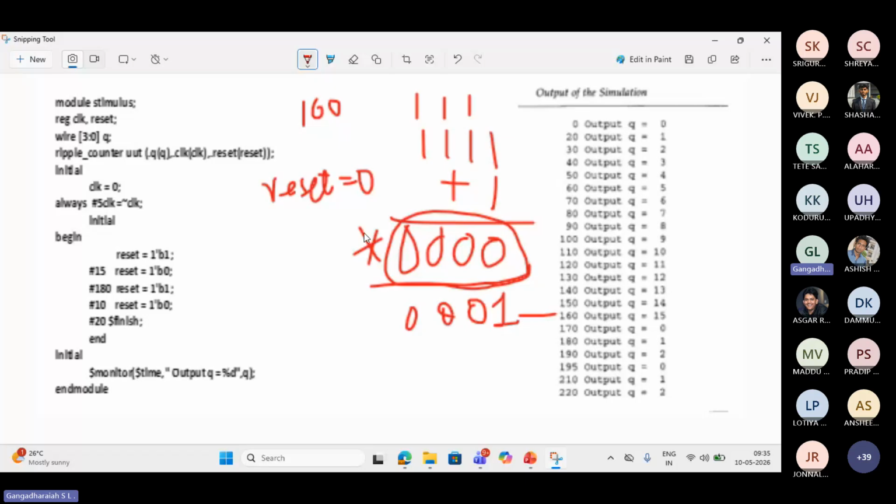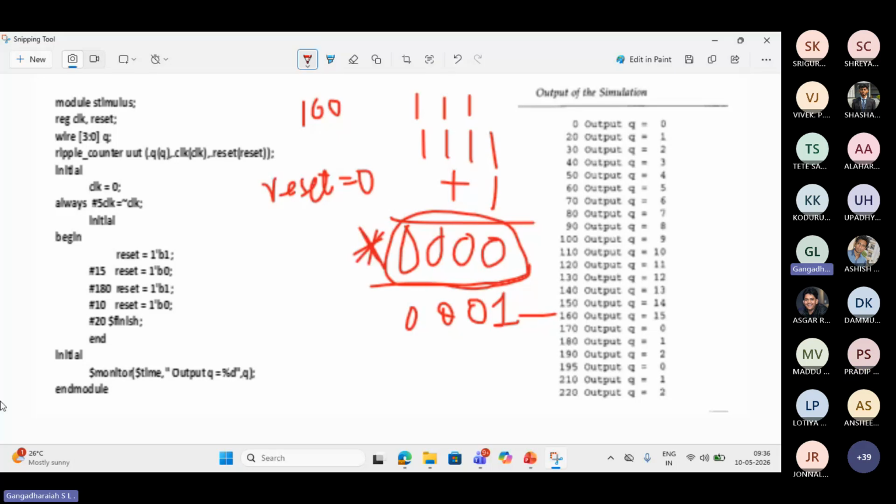I'm not capturing this MSB. That's it. Got it? That's a good observation, no doubt. But this ripple counter is not initialized inside the always block. So even if it gets triggered at the simulation, it will be executed only once, right? No, no. Okay.